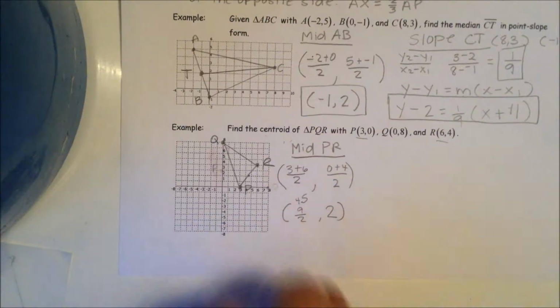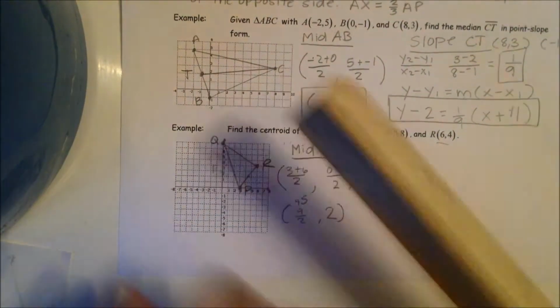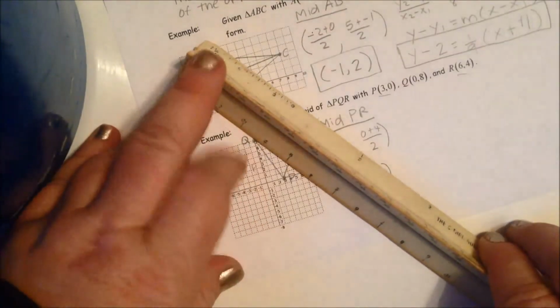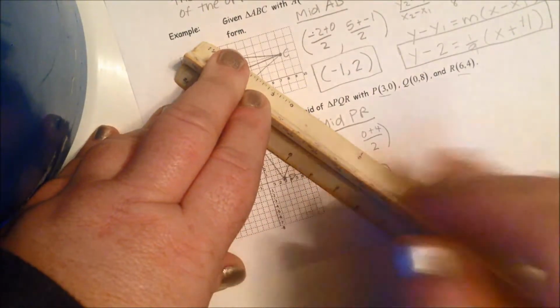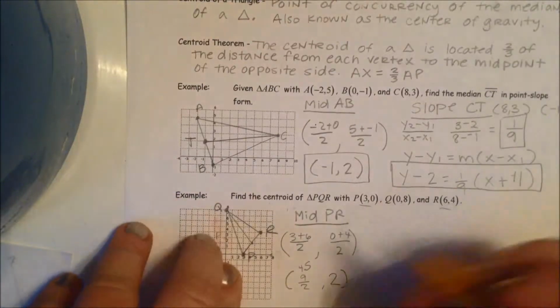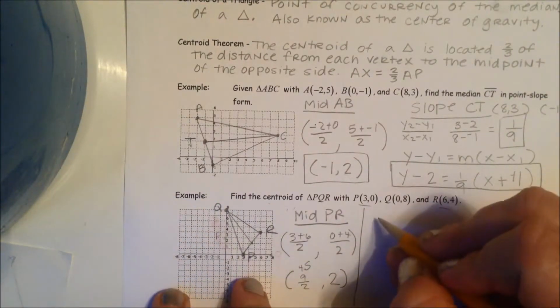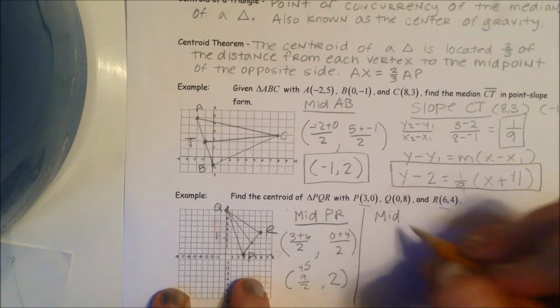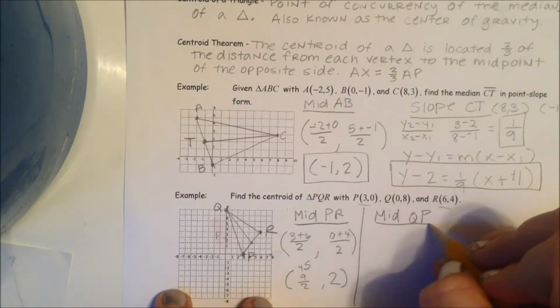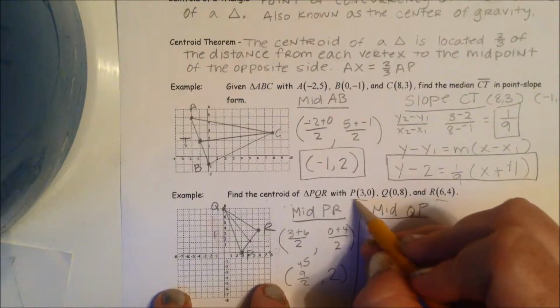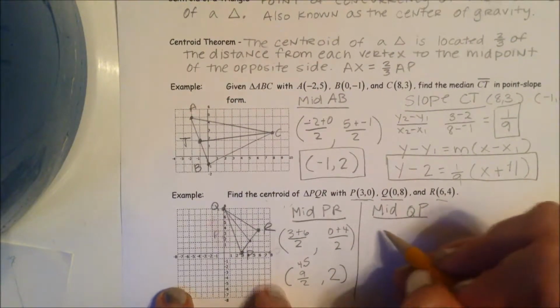So I can construct the median by connecting Q to the midpoint of PR. So that's one median down. So let's find the midpoint of QP. So the midpoint of QP means using P and Q, right?